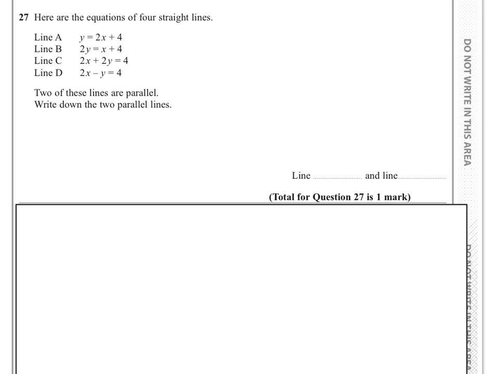Question 27. Here are the equations of 4 straight lines. Line A is y equals 2x plus 4, line B 2y is x plus 4, and so on. And we've got to see that 2 of these lines are parallel, and we have to write down which 2 are parallel. So if we look at A, we have y equals 2x plus 4.